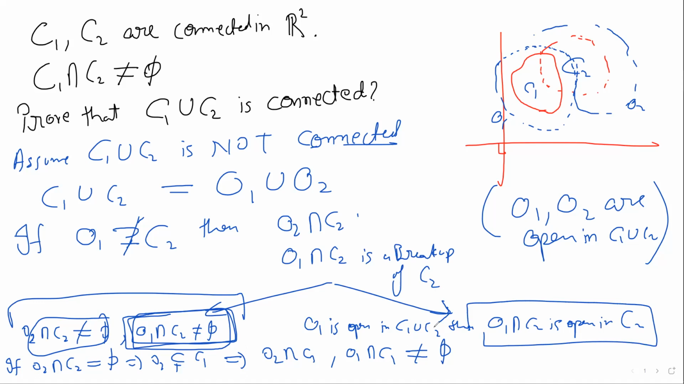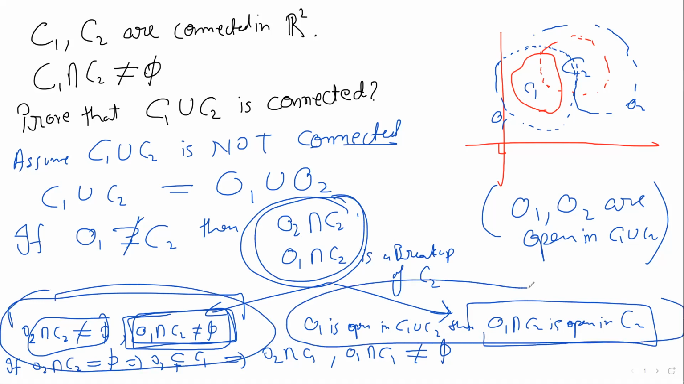Okay, so we have an open breakup, and it's obviously disjoint because O1 and O2 are disjoint, right? So this covers C2. I mean, it's a breakup of C2. They are disjoint, and it's an open cover. Both are open, and so that's what it means. We have ended up showing that C2 is disconnected, but that is a contradiction. Okay. Any questions? Please ask.